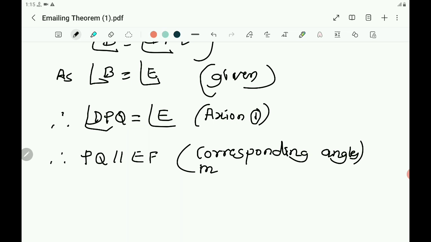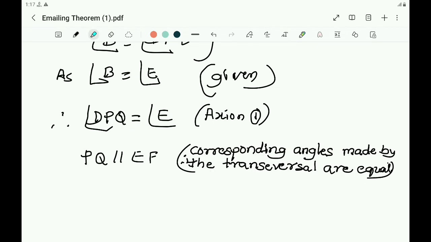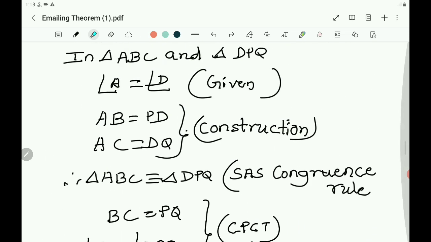So you write corresponding angles made by the transversal are equal. As the corresponding angles made by the transversal of two lines are equal, the two lines are parallel to each other. Once you get that PQ is parallel to EF, then you can use the Thales theorem and its corollary.